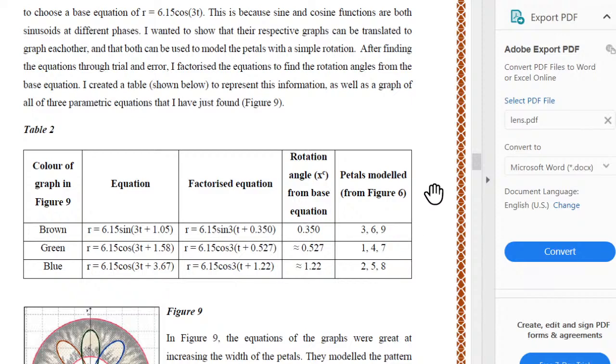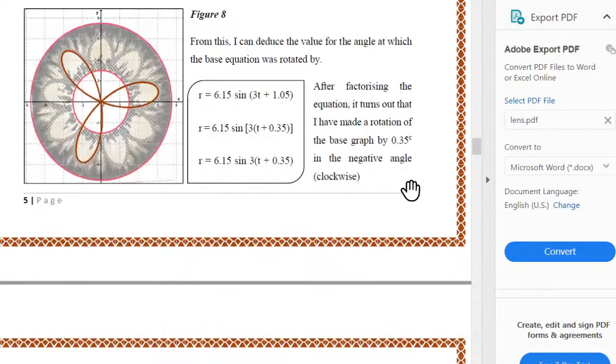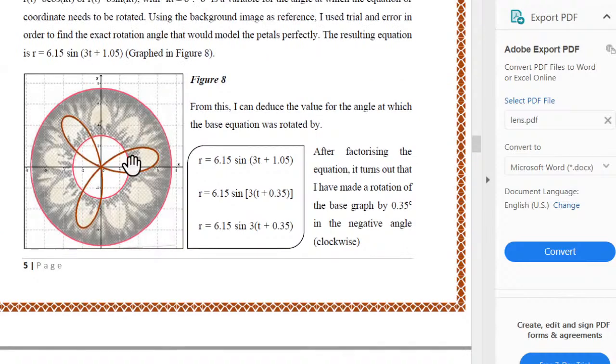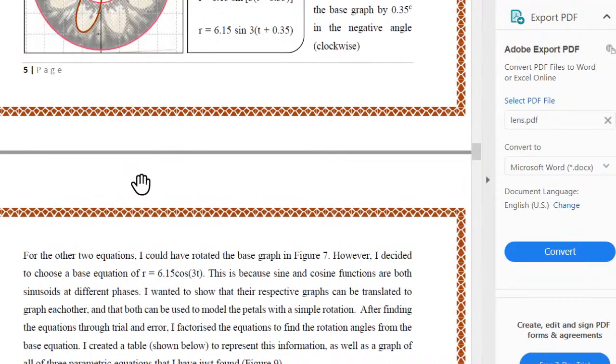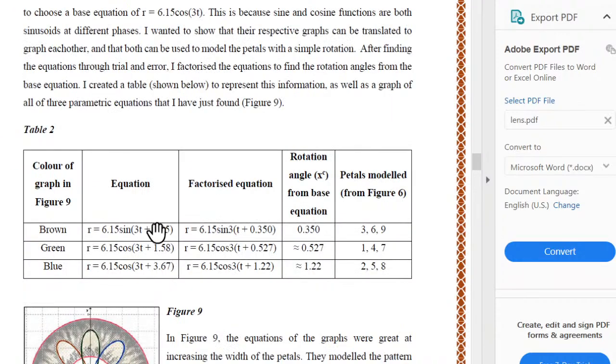This is showing good communication. So graphs, right? 12 pages. No, they're just showing a table, so it's more concise. So this is good for communication. The other equations, I could have rotated the figure. Figure 7, how I decided to choose the base equation of this. This is a sine cosine of both sinusoidal, so it's just like personal preference. It's easier.